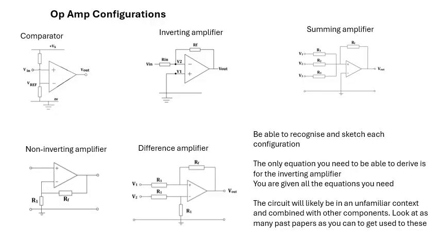So these are the op-amp configurations that we need to know: the comparator, the inverting amplifier, the summing amplifier, the non-inverting and the difference amplifier. Be able to recognize them, okay? The only equation that you need to worry about is for the inverting amplifier. The other equations are on the formula sheet, basically.